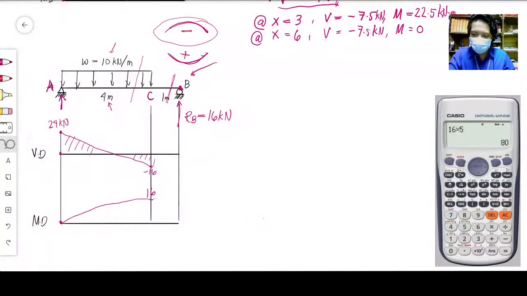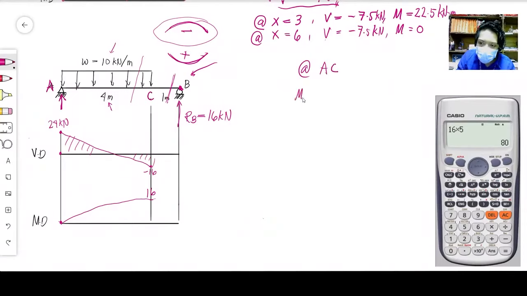Okay, something is wrong with my solution. Again, I forgot that when the shear is zero, right at this point here, supposedly that is where the maximum moment is. So let me rewrite again the shear and moment equation. The moment equation earlier, at segment AC, let us go back to segment AC.